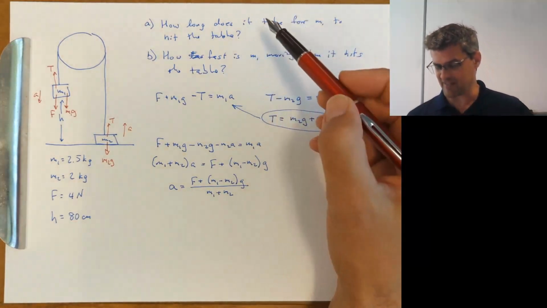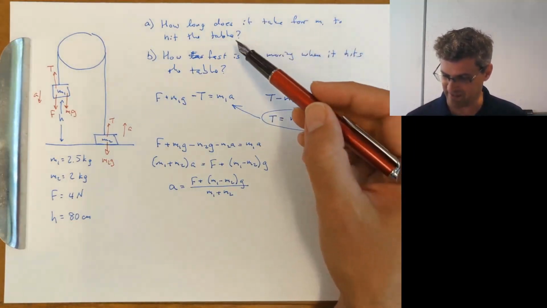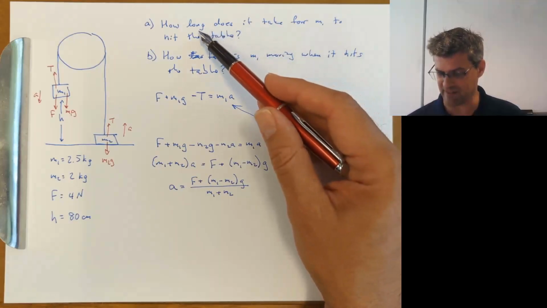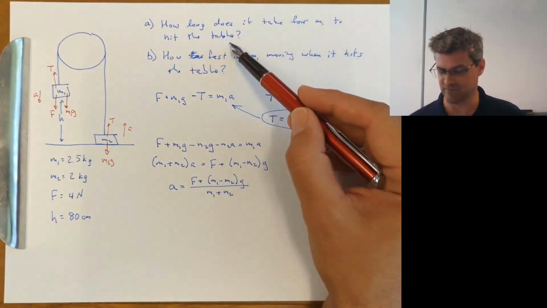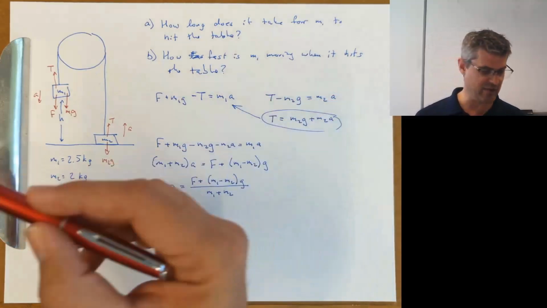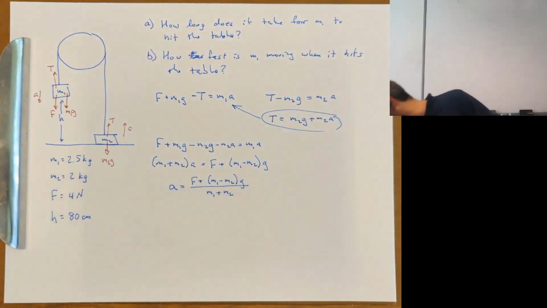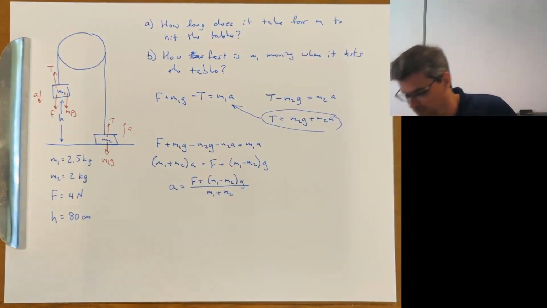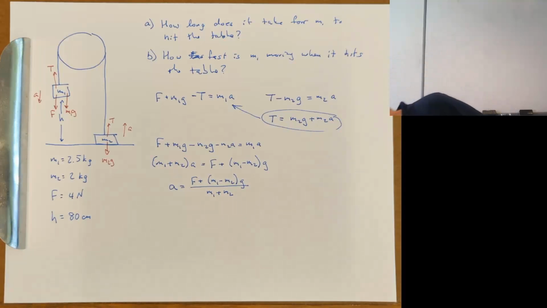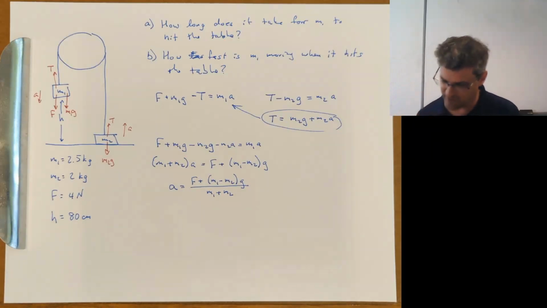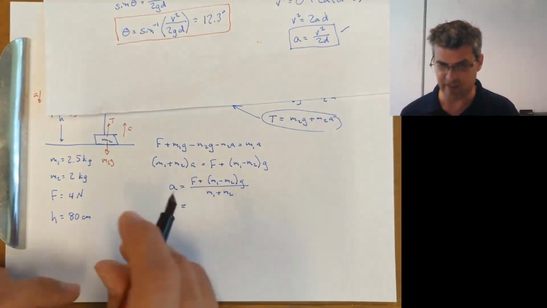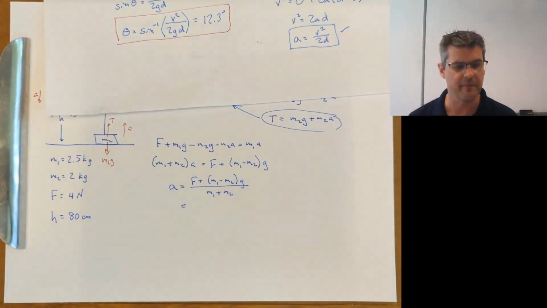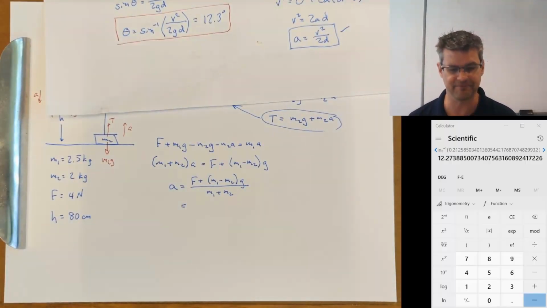Now, I'm not asked to find the acceleration. What I'm asked to find is how long does it take for M to hit the table? And so again, we might want to go back to some kinematic equations. I know the acceleration because I know the mass, I know the force, I know all that sort of stuff. In fact, if I wanted to find this number, I can. Let's pull up my calculator here.